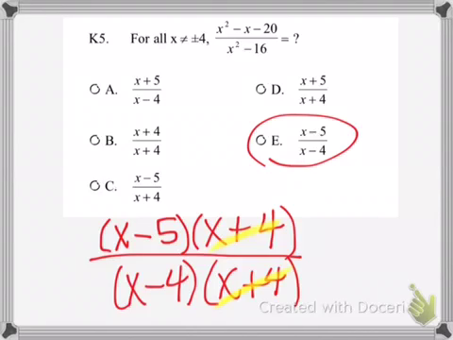Number 5, for all x that doesn't equal positive or negative 4, x squared minus x minus 20 over x squared minus 16 equals what? So I factored it so I could cancel out my common factors. Numbers that multiply to give me negative 20 are negative 5 and positive 4. Numbers that are factors of negative 16 are negative 4 and positive 4. So I can cancel out my factors of positive 4. And my answer is E, x minus 5 over x minus 4.